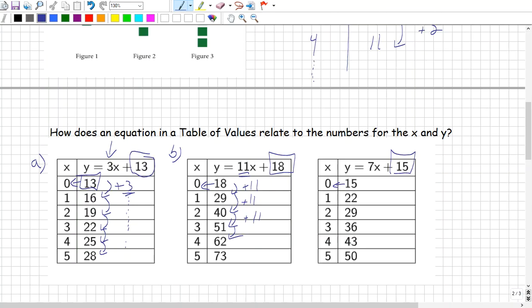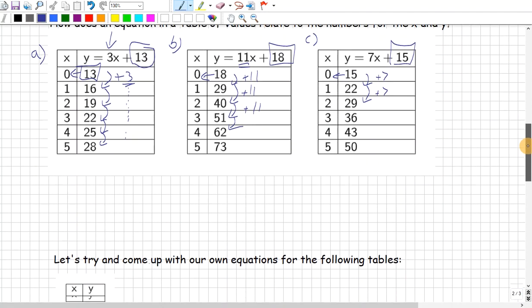The value for y when x is 0 represents the constant value on its own. So we're going to have to come up with equations on our own. As long as we can see the pattern, we should be okay. And you can look at x as well. This is, again, going up by 7 each time. And we can see that the value of y when x is 0 is 15. So y is 15 when x is 0, but that also represents that constant number on the end for part C. So that was just a kind of investigation to look at.